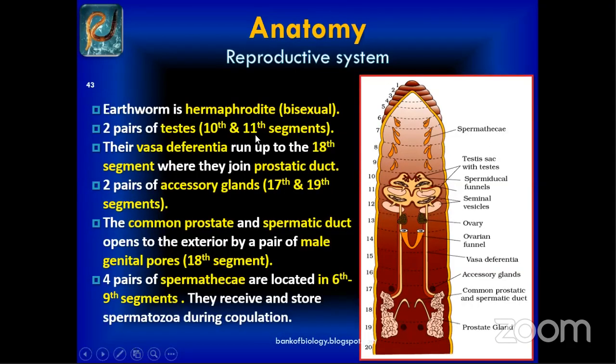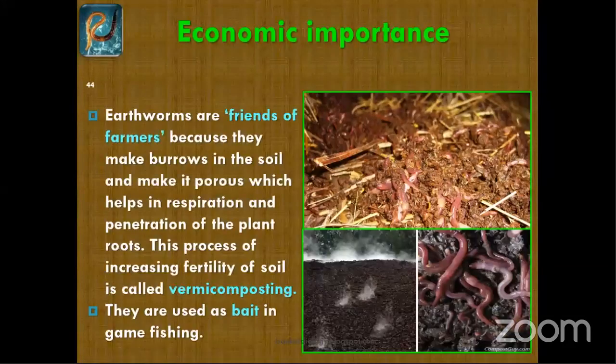Then the reproductive system. They are hermaphrodites, that is bisexual. Males have testes, females have ovary. The testes are lodged in the spermathecae, and the eggs come out as the cocoon. Economic importance: earthworms are friends of farmers because they make burrows in soil and make it porous, which helps in respiration and penetration of the plant roots. This process of increasing the fertility of the soil is called vermicomposting. It is also used as bait for fishing.